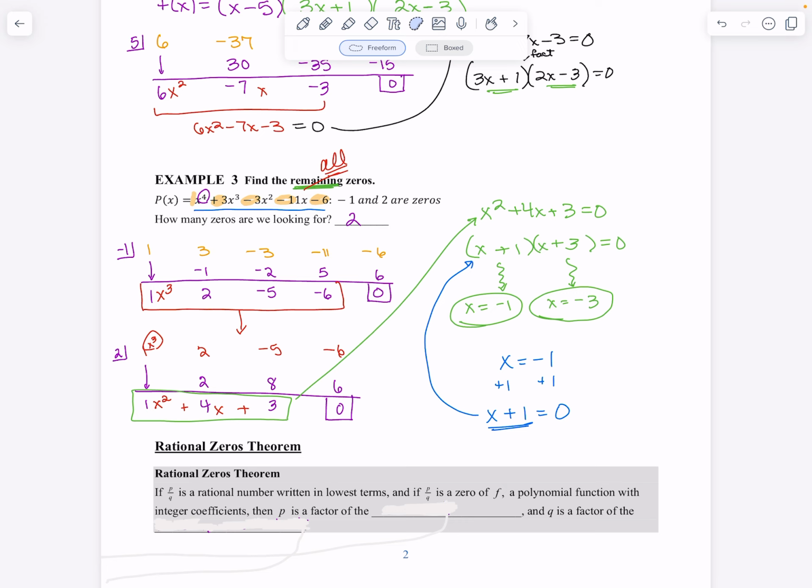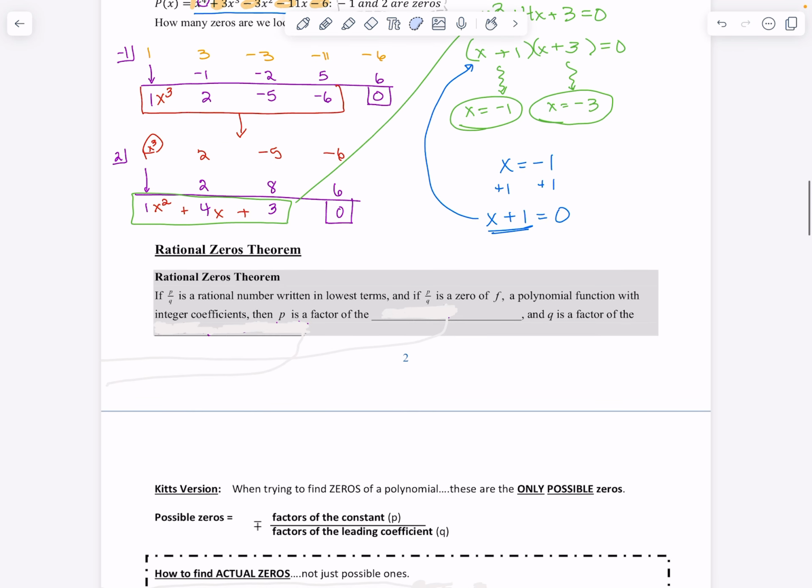So what we're going to do now, notice this very last problem that we did, is I gave you an equation. I said these are your two zeros, find the other two, because it's x to the 4th. So we know we have 4 answers. So they gave you 2, you had to find the other 2. Well, now I'm no longer going to give you any zeros. You have to find all 4 of them. So how do we do that? We're going to use what's called the rational zeros theorem.